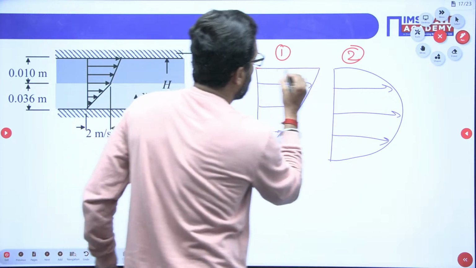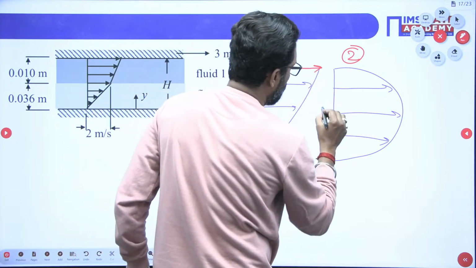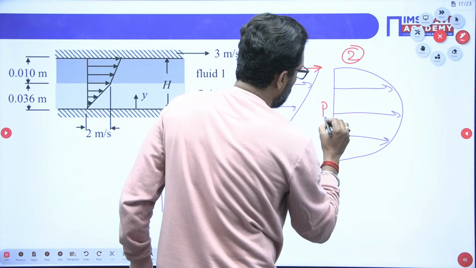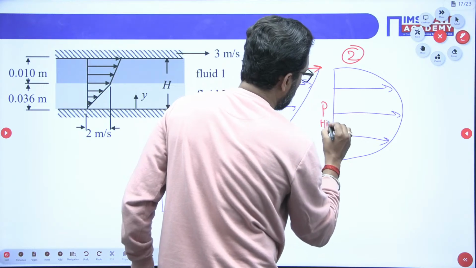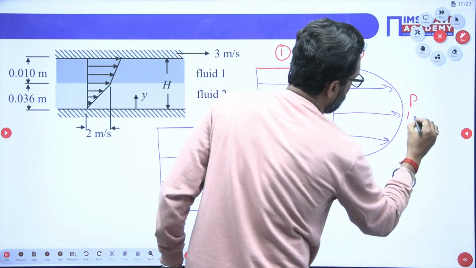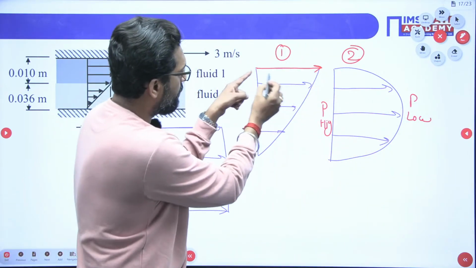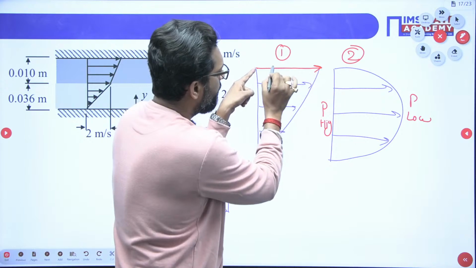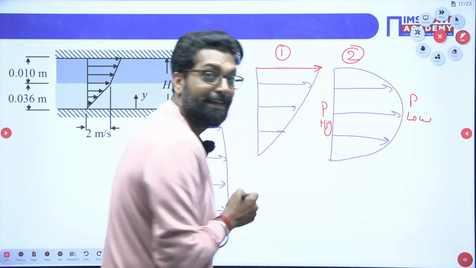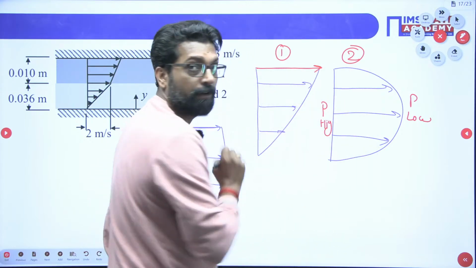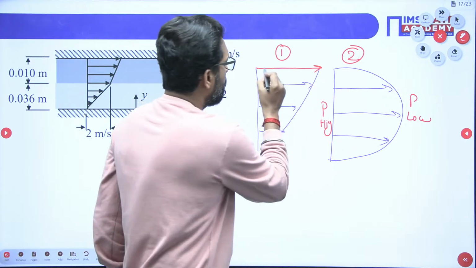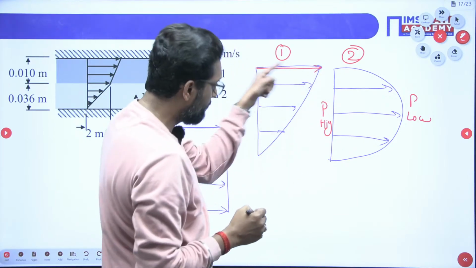This is moving by the displacement of a boundary, and this is your high pressure, and this is your low pressure, and there is a motion. Okay? Now, in this one, the velocity profile is linear. That means this will move at a constant velocity. That means this is linear.